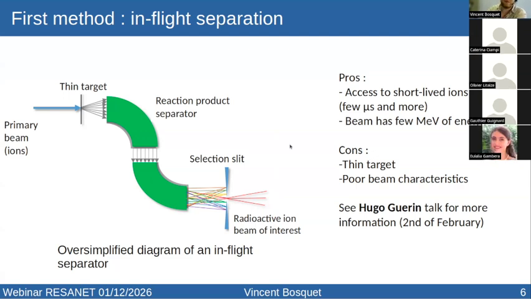The advantage of this method is that it allows access to short-lived ions that have a half-life higher than a few microseconds. And also the beam would already have a few mega electron volts of energy. The disadvantage of this method is that the target is relatively thin to allow radioactive nuclei to leave the target, and so the production is not that big. Also, the characteristics of the beam that is produced are fairly poor. For instance, it has a very high beam emittance as well as a high energy dispersion. And for more information on this method, I invite you to follow the talk given by Hugo Guérin that will happen on the 2nd of February.